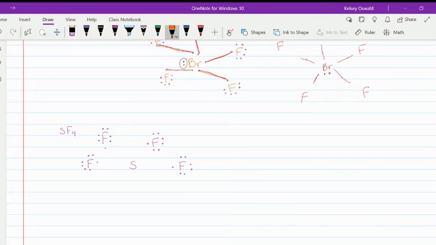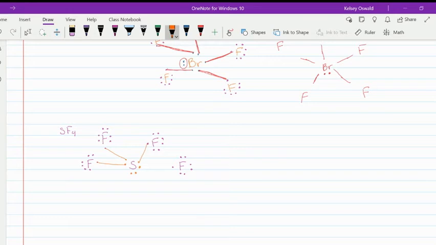Our sulfur, on the other hand, he is going to start off with 6 valence electrons. And we know that just by looking at the periodic table. So 1, 2, 3, 4, 5, 6. Okay. So since fluorine needs 1 more valence electron, it is going to form a single bond with our sulfur. Okay. So our fluorine and our sulfur will each share 1 with one another.